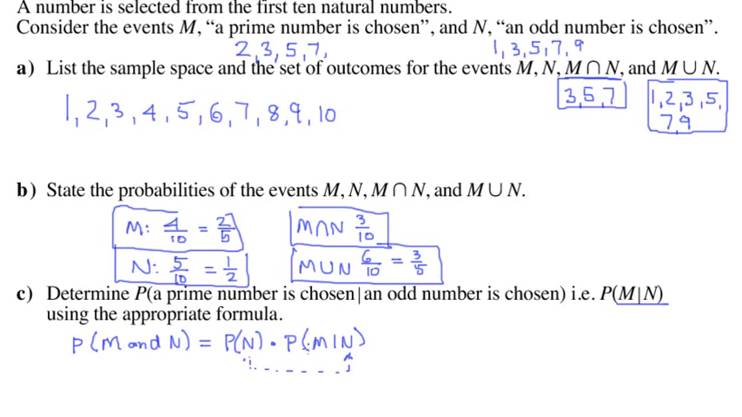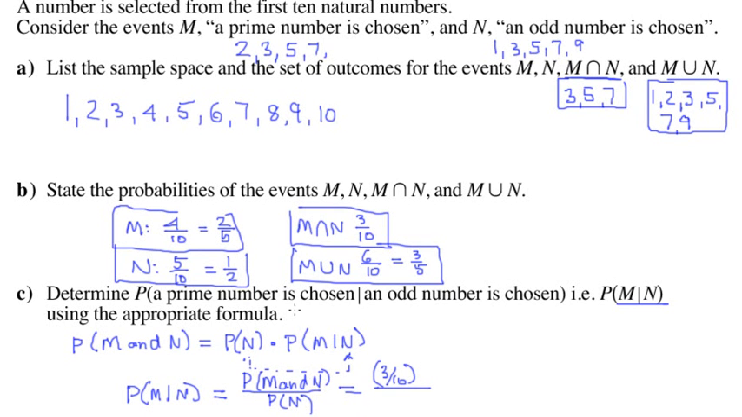All right, so if we clean this up, we get the probability of m given n is the probability of m and n divided by the probability of just n. And fortunately, we have all these things. M and n is 3/10.